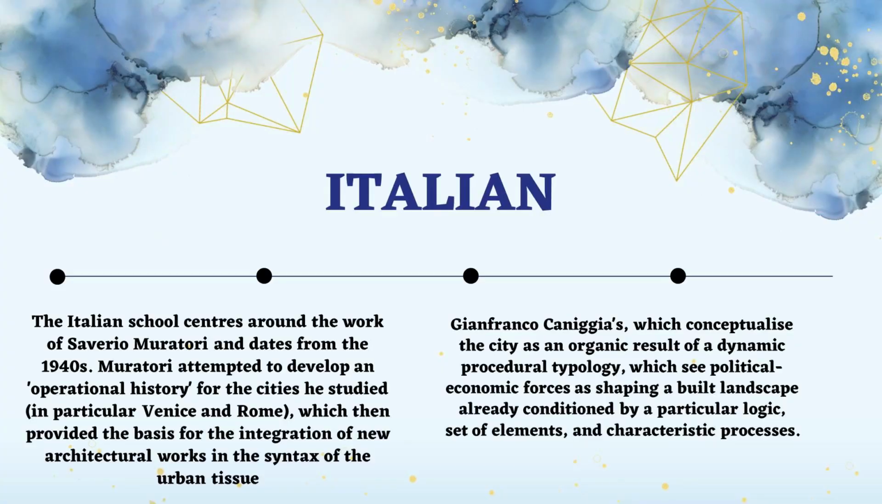Following the lines given by Saverio Muratori, it was also continued by Gianfranco Caniggia, who conceptualized the city as an organic result of a dynamic procedural typology, which sees political and economic forces as shaping a built landscape already conditioned by a particular logic of elements and characteristic processes.